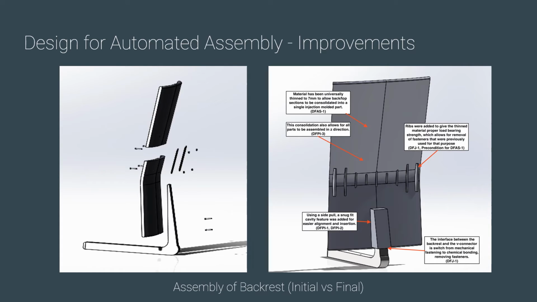The changes made were to universally thin the material and add ridges for support, in order to allow the part to be made from a single injection molded part, reducing the fastener count to 0. Also helping with this is to use a side pull to create a cavity feature that allows for easier alignment and insertion of the V connector. The interface between these two parts was also changed to chemical bonding from the original mechanical fastening.